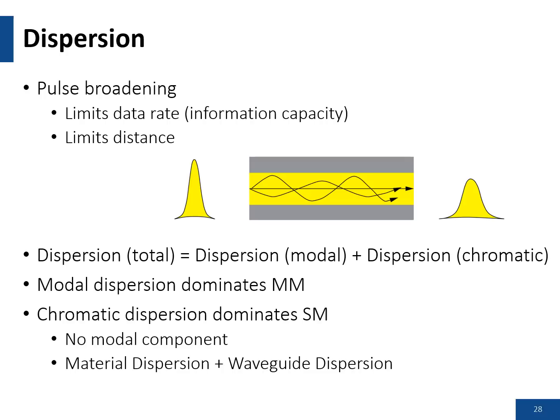The total dispersion is made up of either modal dispersion or chromatic dispersion, and then there's a third dispersion called polarization mode dispersion that I'm not going to cover, which deals with very high bit rate systems. Modal dispersion dominates multimode because of the multiple pathways of light going down the core, which arrive at different times. Single mode fiber does not have modal dispersion, but it does have chromatic dispersion. There's no modal component, and it's made up of material dispersion and waveguide dispersion. This is why there is more bandwidth capability in single mode than in multimode.